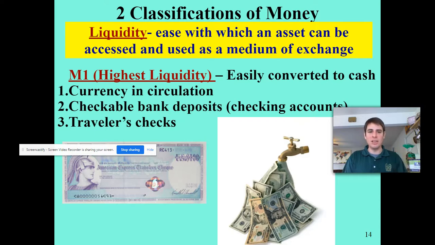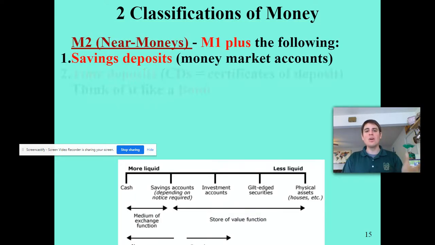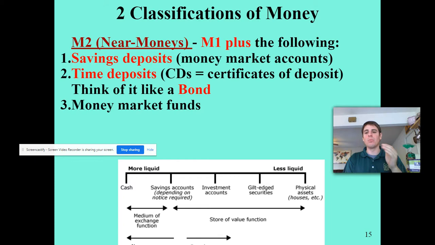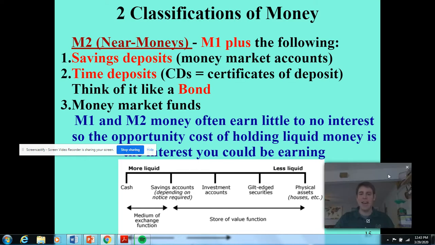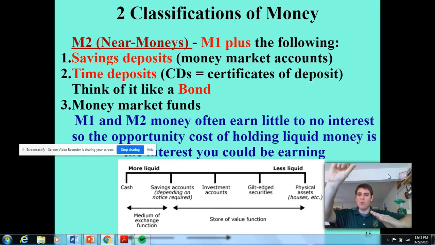It is the most liquid. M2 is slightly less liquid, more difficult to convert to cash. The thing you've got to know here is that M1 money is also counted towards M2 money. So think of it like a pyramid, and you're going from M1 to M2 to M3. M2 is going to include M1. So M1 is just M1.